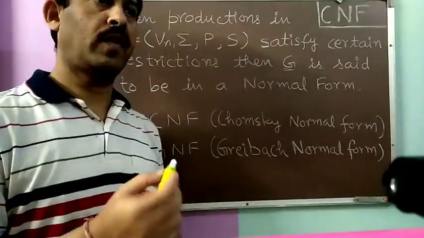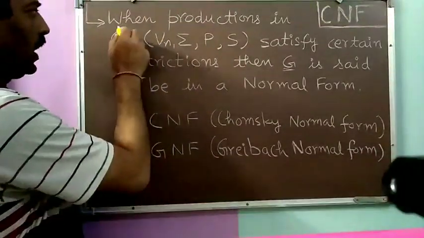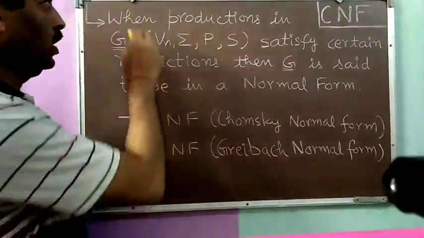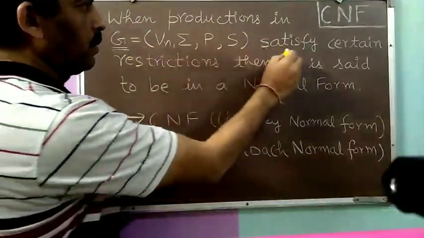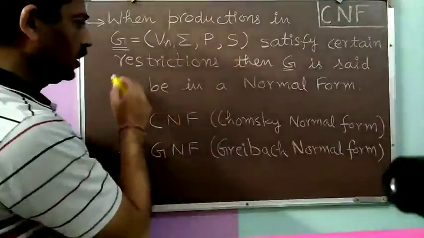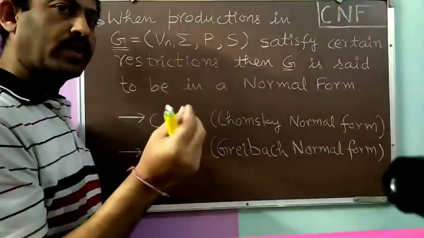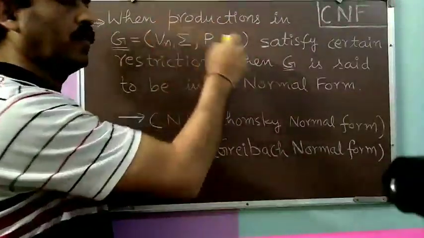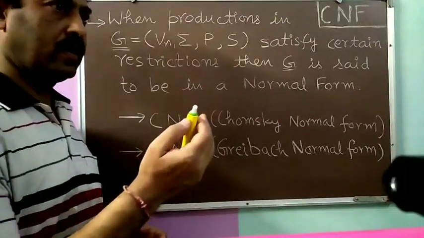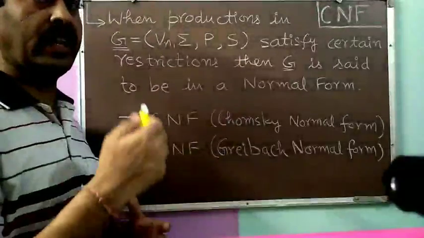First of all, we will discuss what we mean by the normal forms of CFG. Suppose we have a grammar G, and this grammar G is a context-free grammar. When the productions in this grammar satisfy certain restrictions, then G is said to be in normal form. So for a grammar to be in normal form, we have to put certain restrictions over its productions. We know that in our CFG, each production on the left hand side has only one variable, and on the right hand side it can have anything.